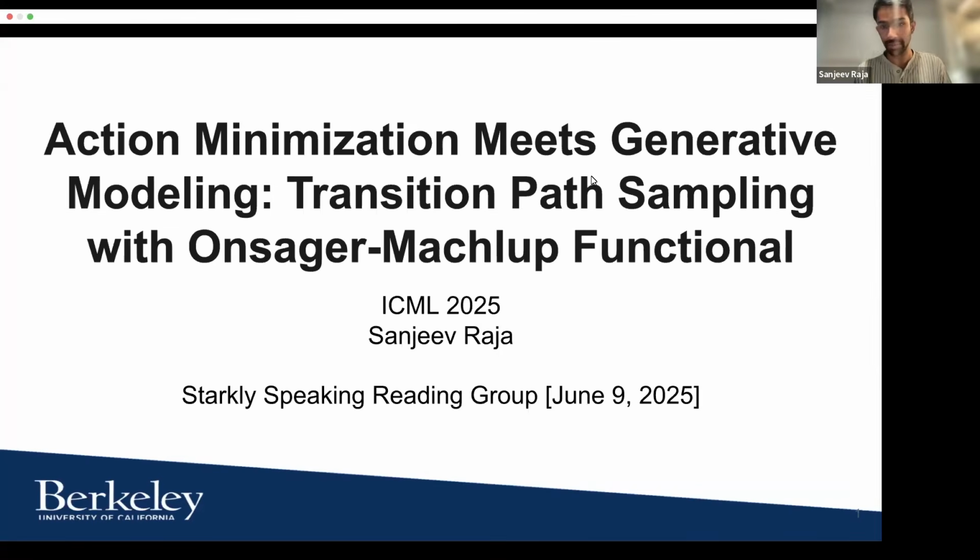So yeah, hi everyone. I'm Sanjeev. Just completed my third year of my PhD at UC Berkeley in the Berkeley AI Research Lab, and generally work on machine learning for atomistic simulations, molecular simulations, recently generative modeling and sampling. So today I'll be talking a little bit about a recent ICML paper, which is tackling the problem of transition path sampling through the lens of generative modeling.